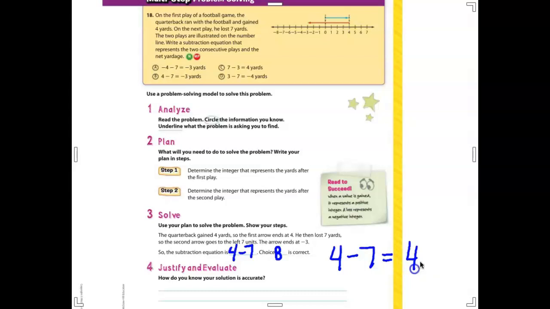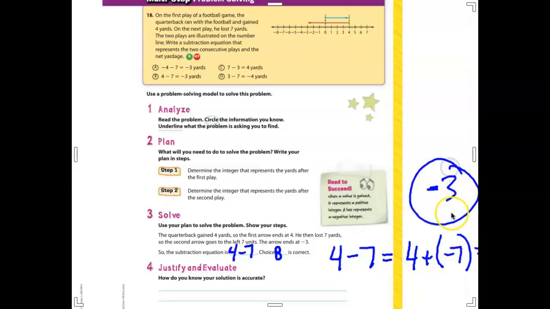That answer is going to be positive 4 plus negative 7. And that does give us the same answer because negative 7 has a greater absolute value, which means that the answer is going to be negative. 7 minus 4 is 3, and so that's going to be negative 3 also.